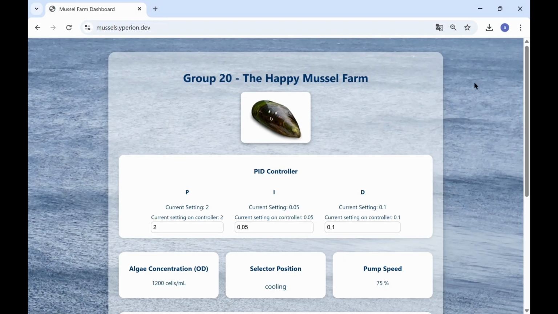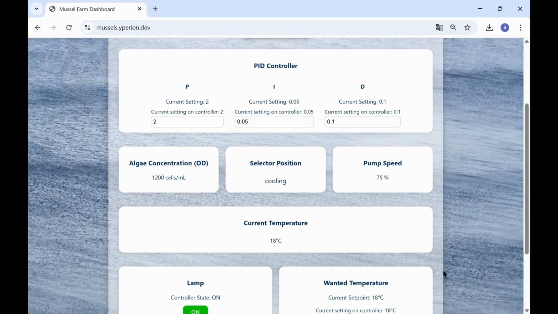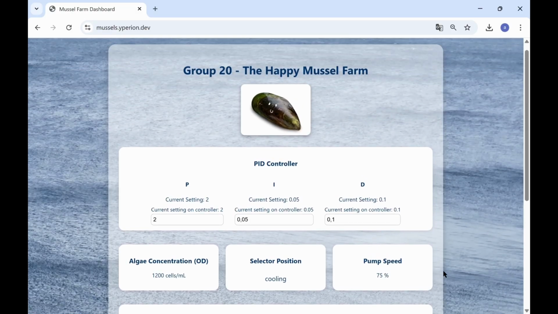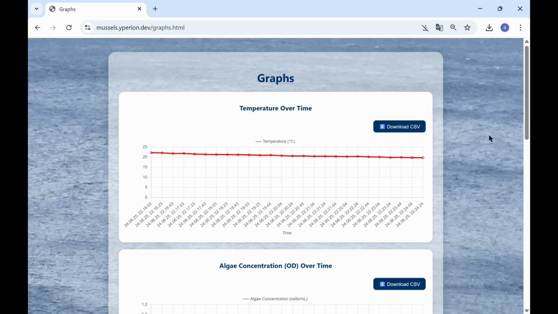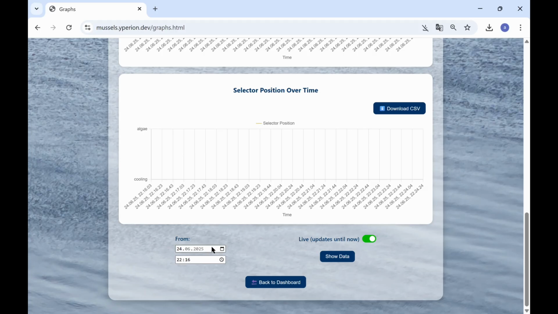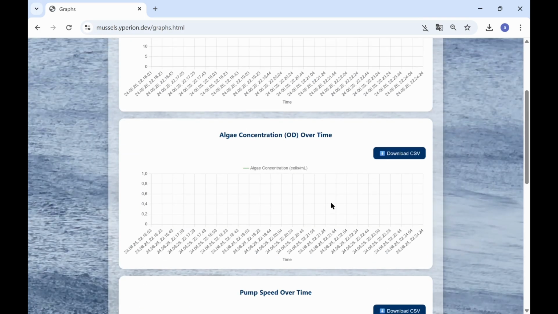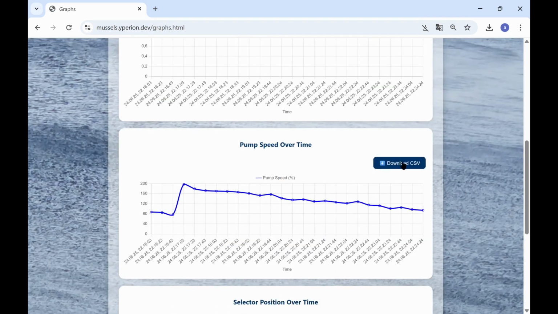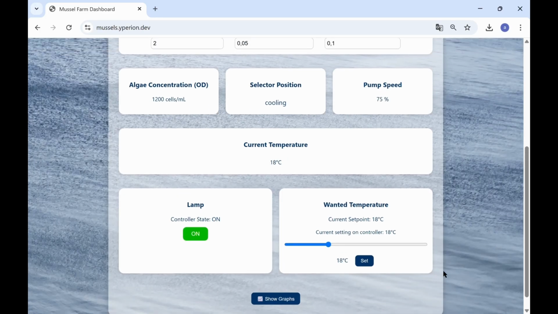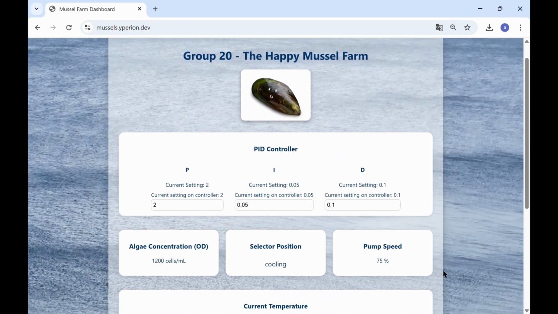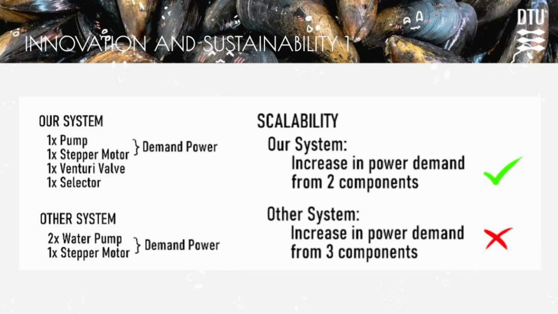Our system continuously collects and securely stores sensor data, including water temperature and algae concentration, but also pump speed and selector position in a backend database. The current system status and the system settings are always visible on the website, and settings can be easily adjusted directly through the web interface. In addition, all measurements are visualized in a graph, both in real time and over selectable time intervals, so that users can conveniently choose a specific time range and download the corresponding data as a CSV file for further analysis. As a backup, all data is also saved locally on the microcontroller in CSV format. This file can be manually exported in case of a server issue.